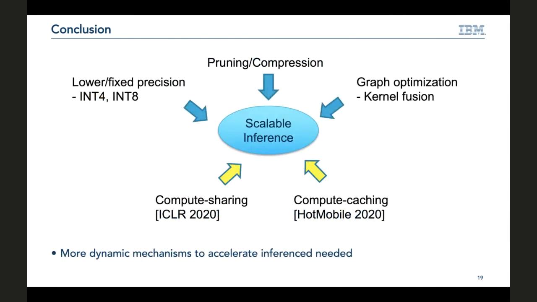So this is the conclusion. What I'm proposing here is that accelerating deep learning inference has been pursued in many directions, but existing approaches are mainly based on static techniques, like type conversion, pruning, compression, or static graph optimization. What I'm saying is that now we need to look at different aspects of acceleration technology. Sharing is one option, caching is another option. I'm pretty sure that there can be more options. By looking at the dynamic aspects of the scalable inference problem, I'm pretty sure that we can have much more scalable and higher quality inference for actual customers.